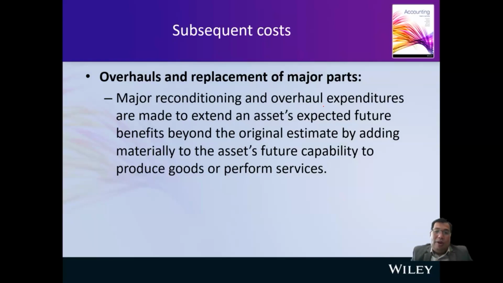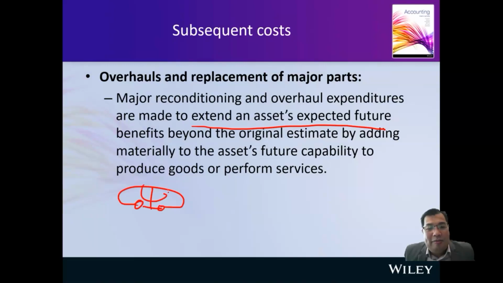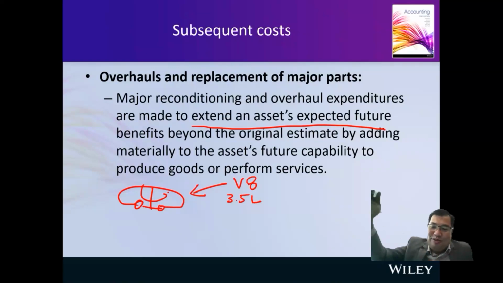This one you can put as the cost of the asset because it extends the asset's expected future benefits or increases the estimated useful life. You change to a new engine. This is the car that I mentioned before. So you put in a new engine, V8 engine, 3.5 liter. It increased the capacity. It's very smooth, very fast. And this cost maybe 20,000 or 30,000, let's put 20,000. Any figure will go.